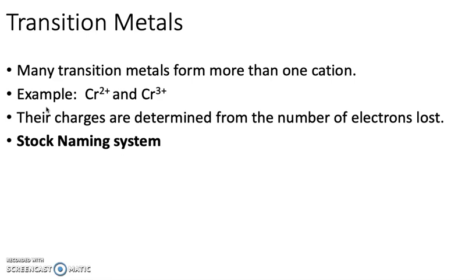So because these elements lose a multitude of different charges, we need to clarify which one it has. Now the elements found in 1A, 2A, 3A, 4A, 5A, 6A, 7A only gain or lose one specific number of electrons. These, we don't know which one they lose. So for example, chromium lost 2 and chromium lost 3. Chromium here lost 2, this one lost 3. So we call this the stock naming system.